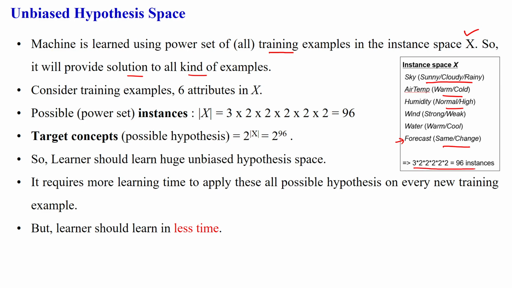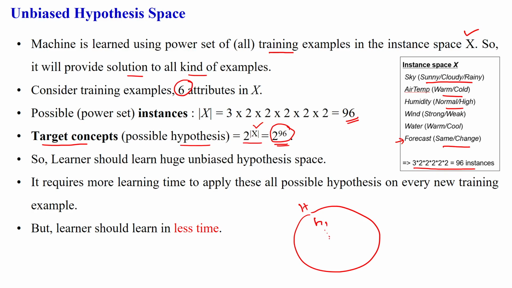So based upon this, there is the possibility of creating 96 training samples with 6 attributes and different values. The target concepts can produce the power set of hypotheses, 2 power cardinality of X, here 2 power 96. So it will create a huge hypothesis space. The hypothesis space will have h1, h2, up to the 2 power 96th hypothesis. So this many hypotheses are available in the hypothesis space.